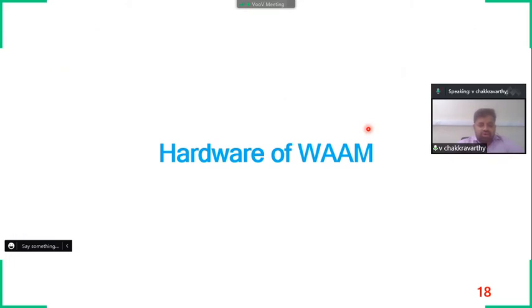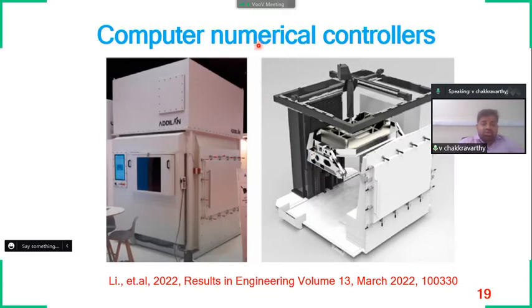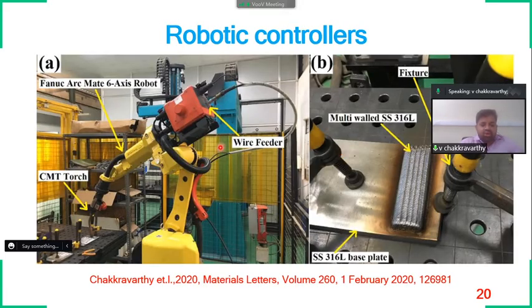So let's quickly step into the hardware components of this WAAM system. As far as WAAM hardware is concerned, we can see generally two hardware systems. The welding power source is generally interfaced with two hardware systems. One is CNC, computer numerical controllers, with which we can interface the torch, or else we can go for robotic controllers. These two are extensively used.